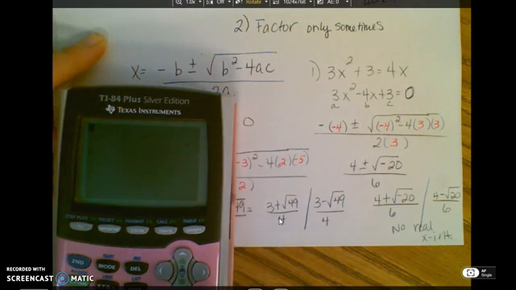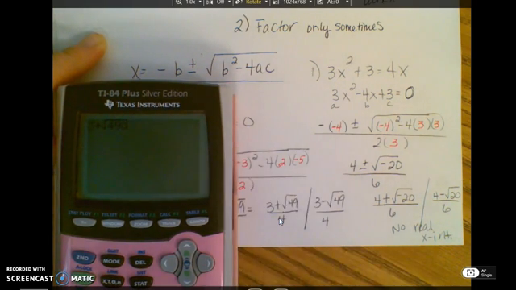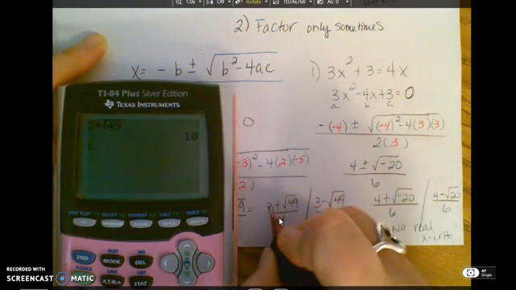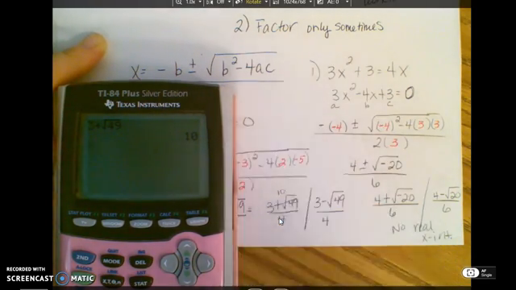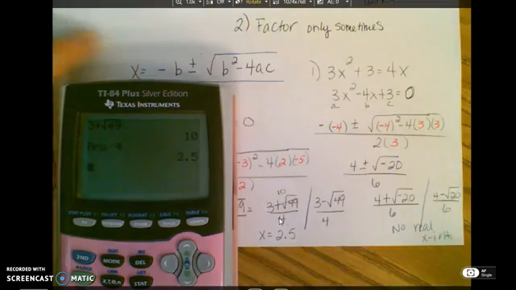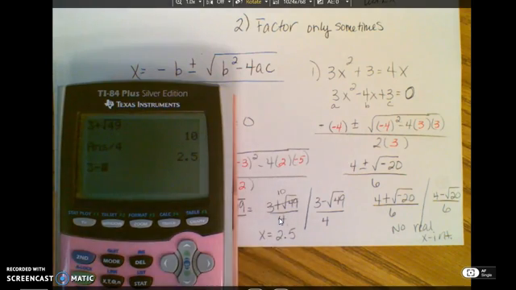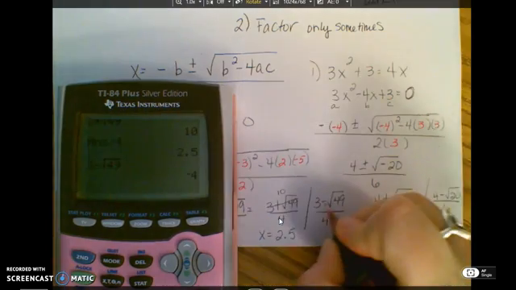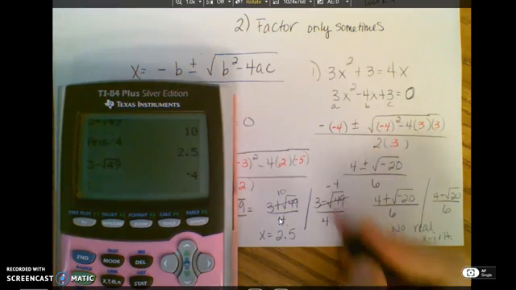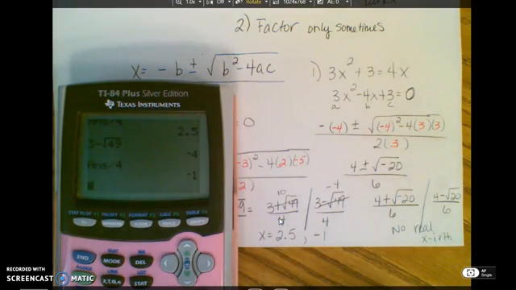Here's how I type these in. 3 plus the square root of 49. Sorry, that's the numerator. I'm only typing that and hitting enter. So this becomes 10. So I'm going to do 10 divided by 4. X is 2.5. That is one of my x-intercepts. I'm going to type the other version in. 3 minus the square root of 49. That is negative 4. I still have to divide by 4. So my two x-intercepts are 2.5 and negative 1.